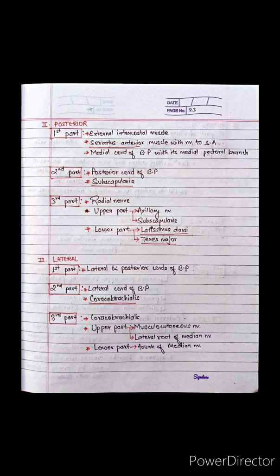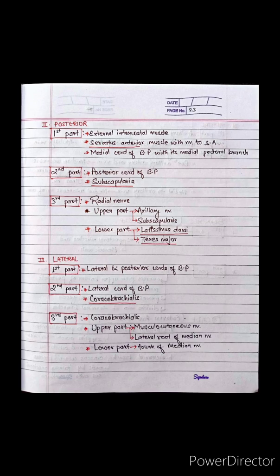First part, external intercostal muscle, serratus anterior muscle with nerve to serratus anterior, medial cord of brachial plexus with its medial pectoral branch. Second part, posterior cord of brachial plexus and subscapularis. Third part, radial nerve, and the upper part of third part consists of axillary nerve as well as subscapularis muscle. And in its lower part there is presence of latissimus dorsi and teres major tendons.